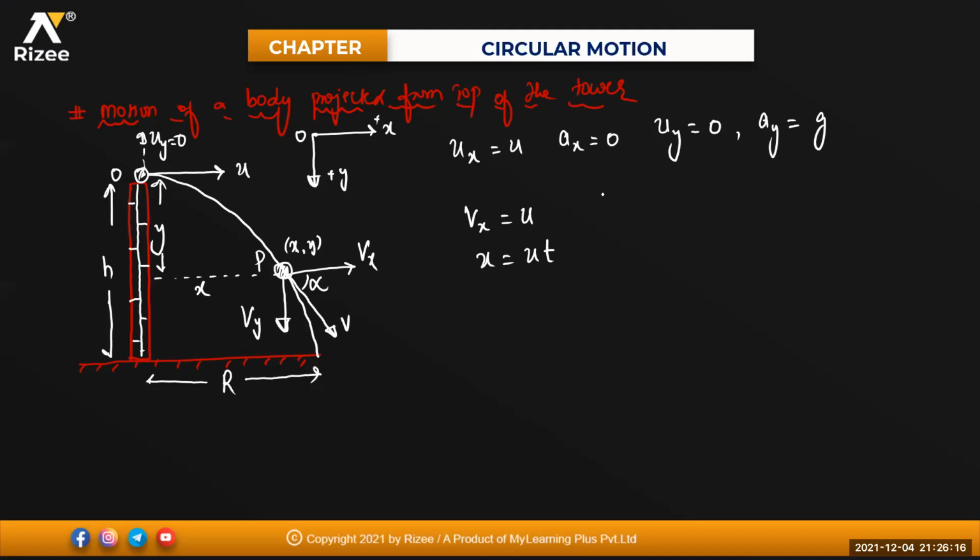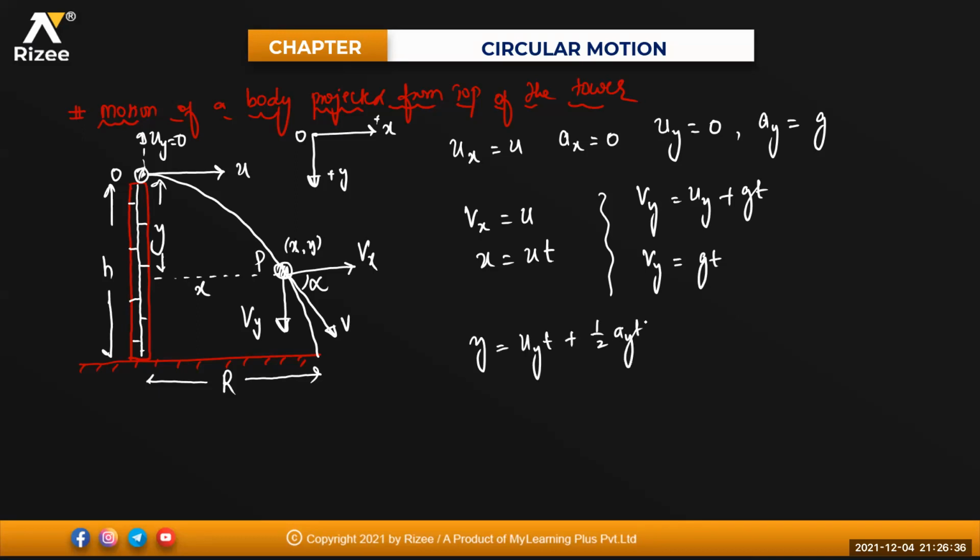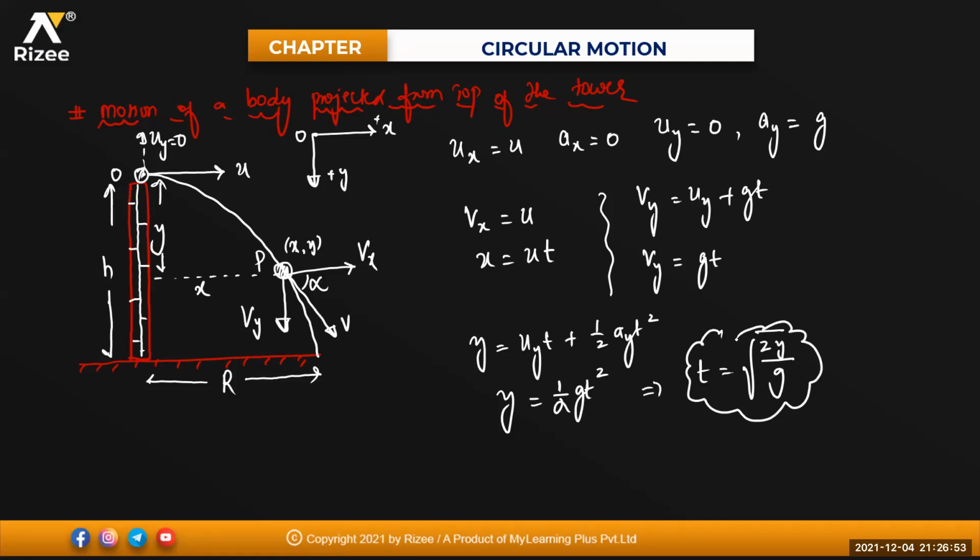For vertical motion, vy is equal to uy plus g into t. uy is equal to 0, so vy is g into t. Vertical displacement y is equal to uy into t plus half into ay into t square. uy is 0 in this problem, so it is half into g into t square. So the time taken to reach the ground will be t is equal to under root of 2y by g. Clear?